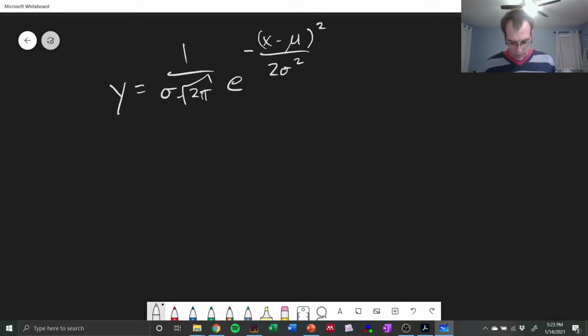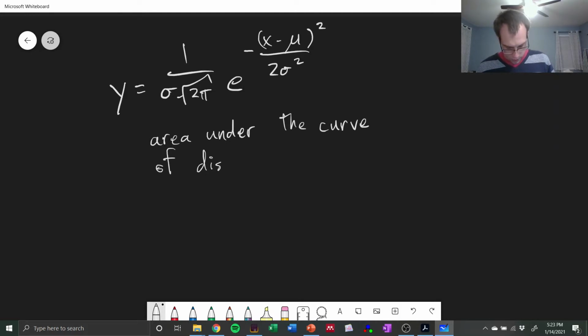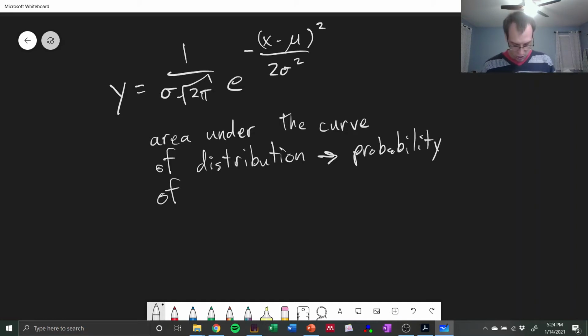One thing to know is that if we take the area under the curve of our distribution for a given part of the plot, it will tell us the probability of getting a value, of measuring a value within a particular range.